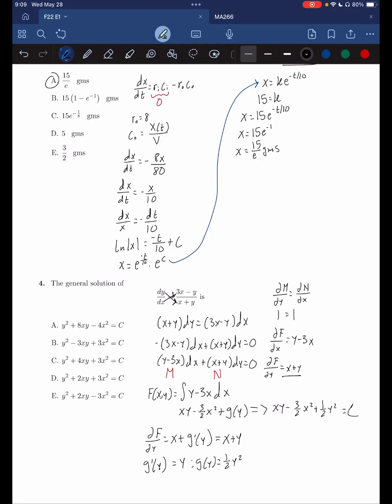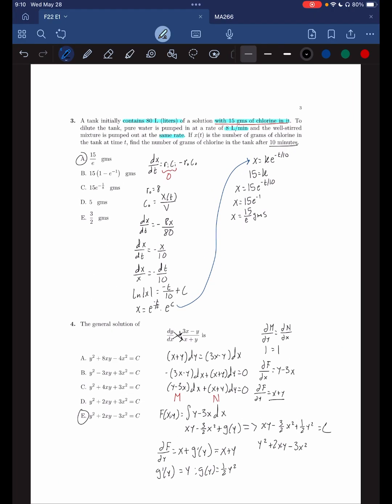And now from here, there'll be a couple negatives. You just multiply by 2, right? And the y squared is out front, so you have y squared plus 2xy minus 3x squared. 4 is E. Let me just double check that's the right answer. Yep, 4 is E. Okay, moving on.